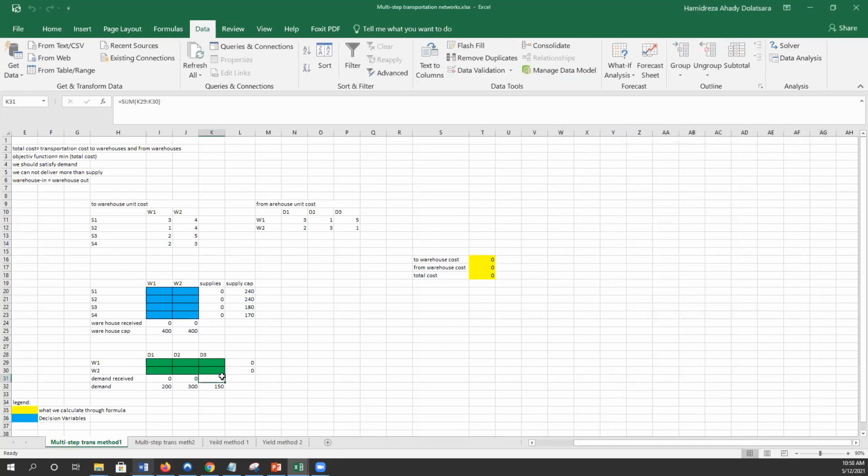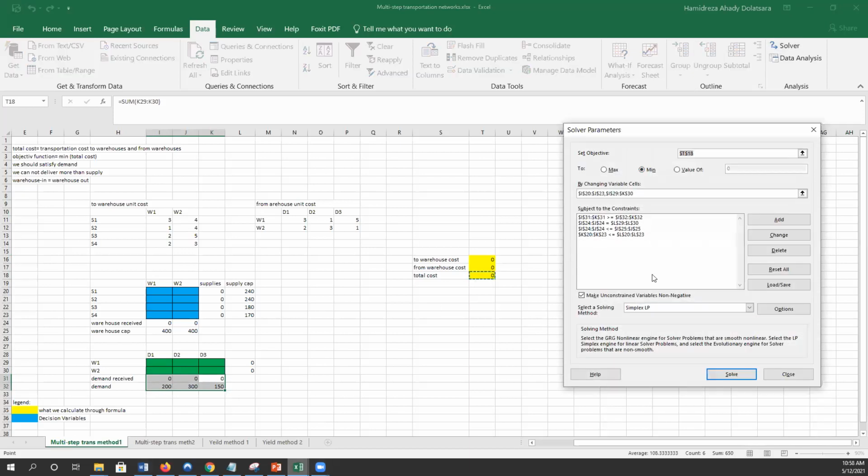This constraint is just saying that you should send more than what you need. So row 31 is just the summation of goods that destination 1 received from W1 and W2, same for destination 2 and destination 3. We already know our demand. We don't want to miss that demand. Maybe sending a little more should be okay.